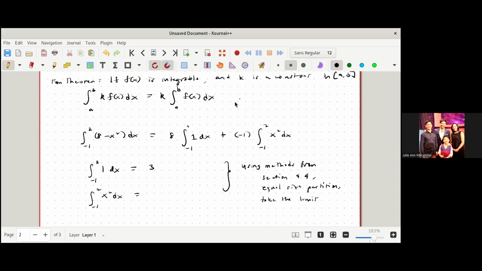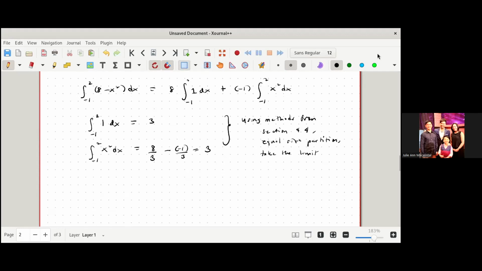Check ka kung yung, calculate ko lang. So, gamitin yung anti-derivative method para makuha natin yung sagot. This is 8 over 3 minus negative 1 over 3, or 8 plus 1, 9 over 3, that's just 3. So ito, subukan natin ito.